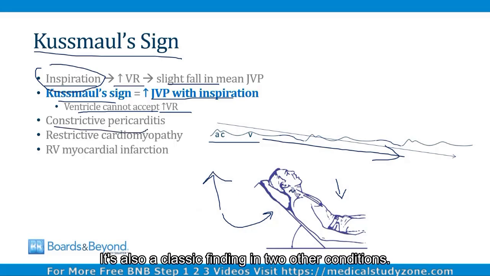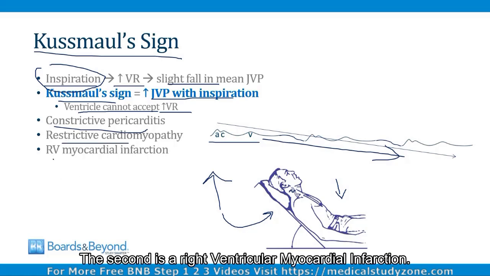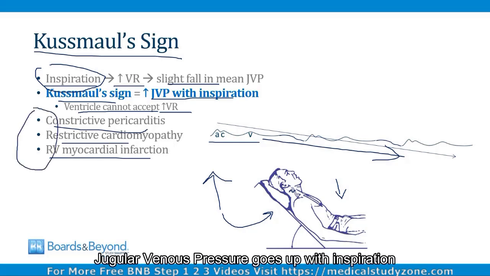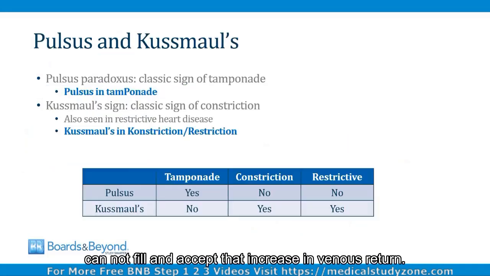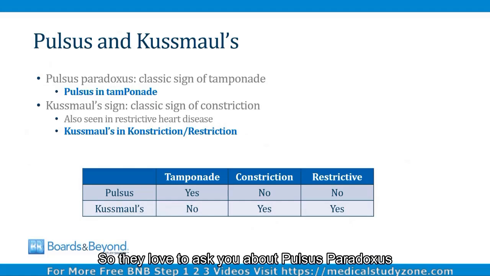It's also a classic finding in two other conditions. The first is restrictive cardiomyopathy. The second is a right ventricular myocardial infarction. In all three of these disorders, jugular venous pressure goes up with inspiration. That is called Kussmaul's sign, and that is because the right ventricle cannot fill and accept that increase in venous return.